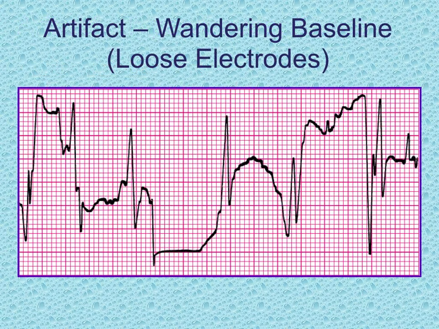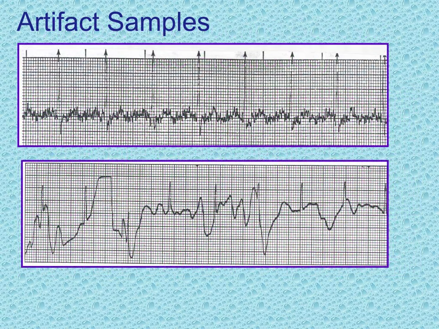So let's take a look at these. Artifact of a wandering baseline, loose electrodes, you can see how there's no clear isoelectric line. It's moving all around. It would be very difficult to decipher what rhythm this is. So you definitely would want to check your connections. If we're looking here, the top one would definitely be a 60 cycle interference. The bottom strip is definitely looking like some wandering baseline.